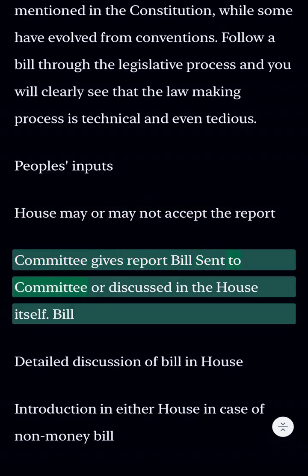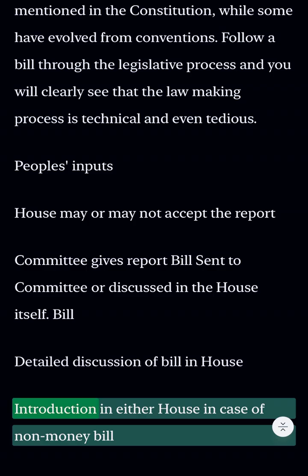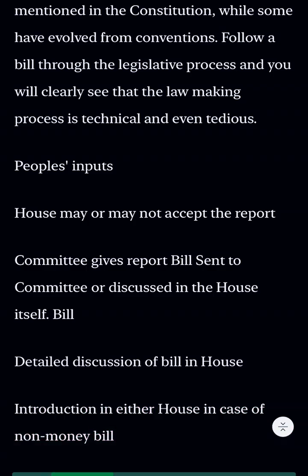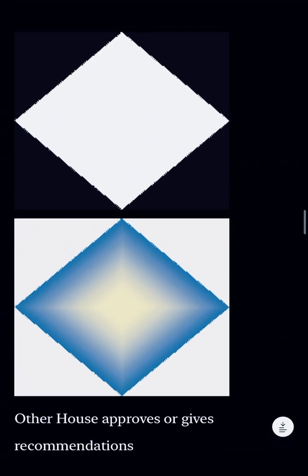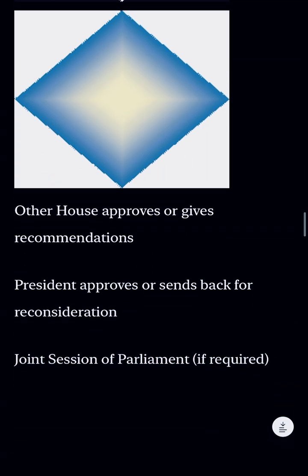People's inputs. House may or may not accept the report. Committee gives report, bill sent to committee, or discussed in the House itself. Detailed discussion of bill in House. Introduction in either House in case of non-money bill. Bill is accepted or rejected. Sent to the other House. Other House approves or gives recommendations. Bill becomes law. President approves or sends back for reconsideration. Joint session of Parliament, if required.